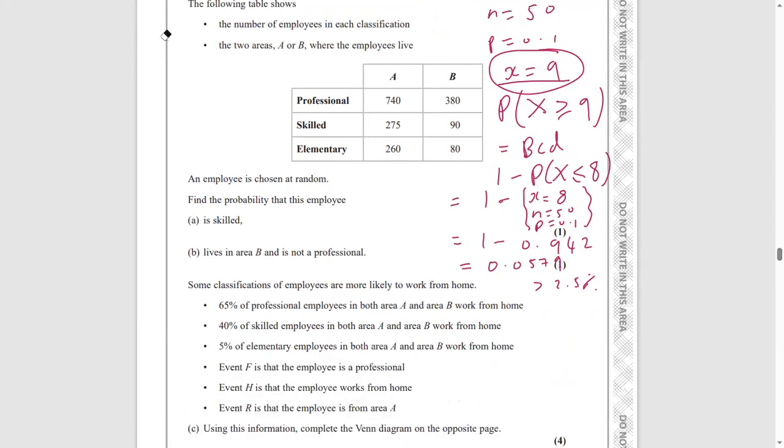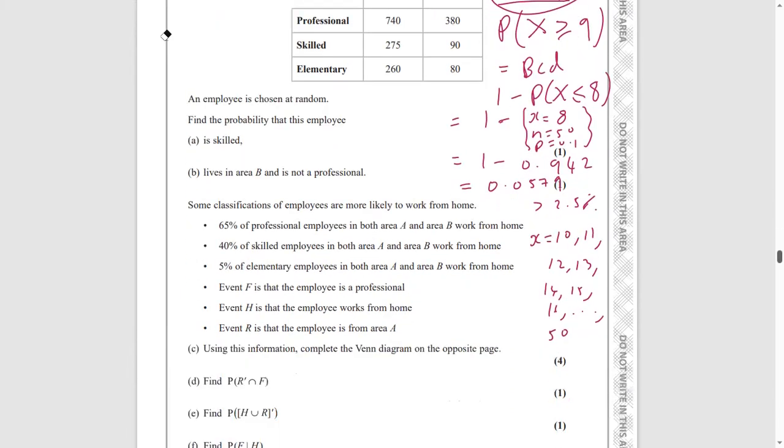So that means that x equals 10, 11, 12, 13, 14, 15, 16, all the way up to 15. That will be in our critical region.